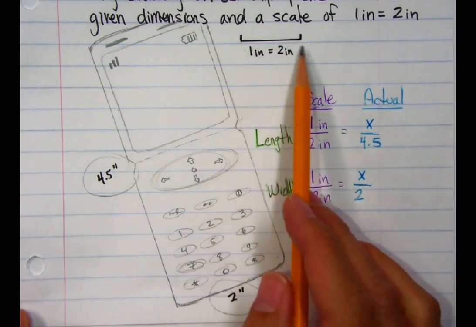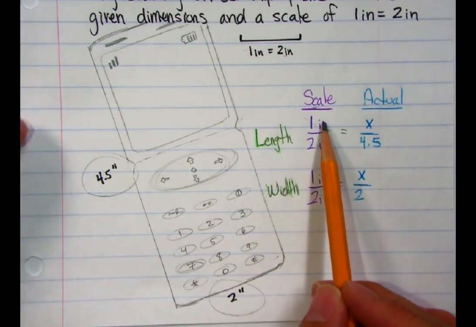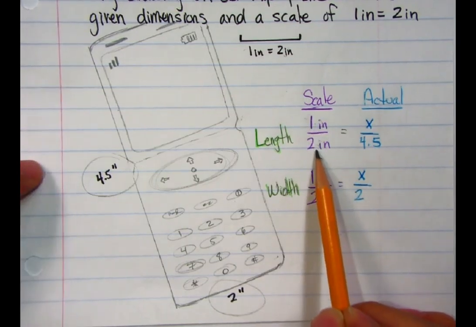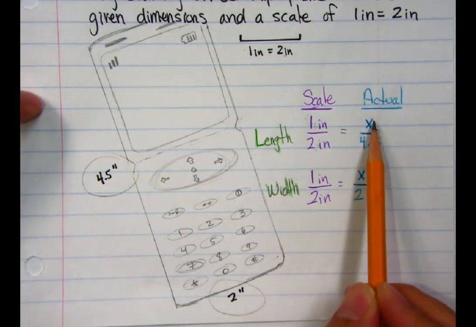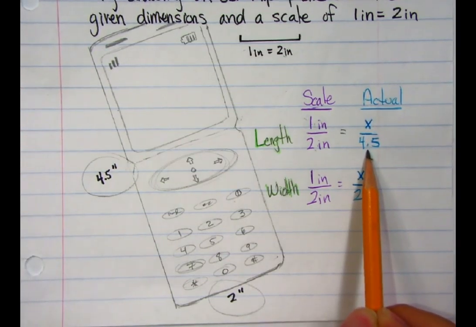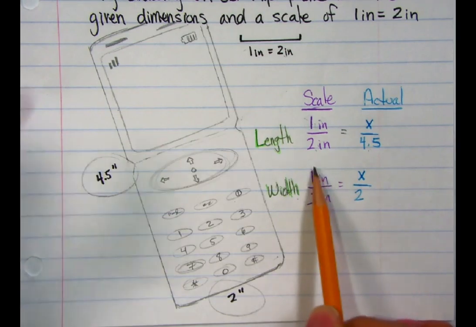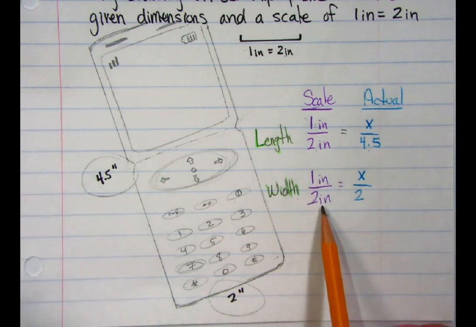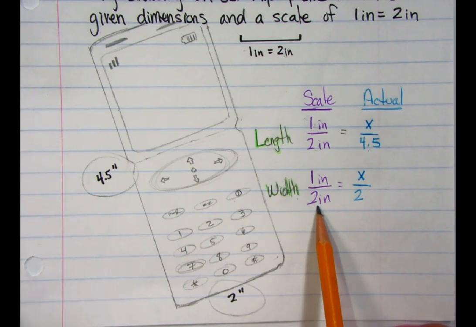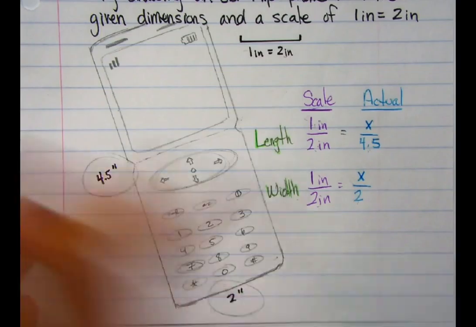So 1 inch is equal to 2 real inches. If I set this up, this is what the scale, the smaller version is, and this is what it really is. So I want to know, what do I need to draw if 4.5 is what it really is? Same thing with width. Here's what the scaled down drawing is going to look like. This is what it should be in reality. So I want to know what I need to draw, because 2 inches is what it is in reality.